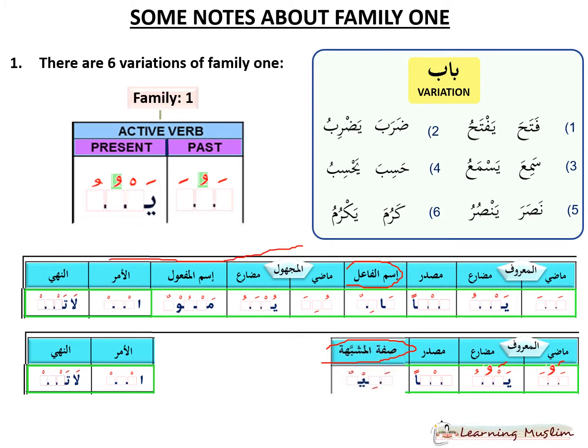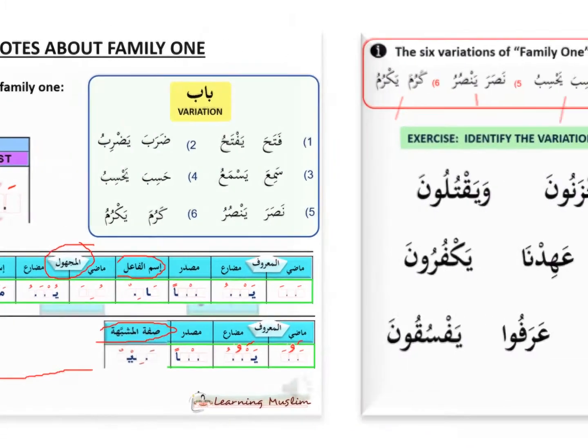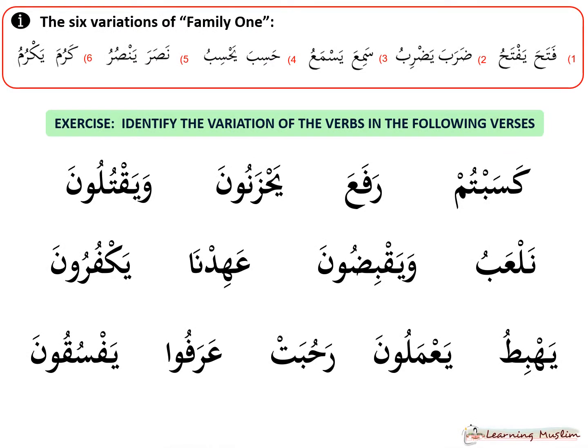And here we have a passive section, which is the past and present, and then we have a passive noun. In the case of bab karuma yakrumu, we have no such past and present majhul passive and no passive noun also. So that's the difference between bab karuma yakrumu and all the other babs. But like I said, bab karuma yakrumu is not commonly found. So the 6 variations of family 1 are bab fataha yaftahu, bab daraba yadribu, bab sami'a yasma'u, bab hasiba yahsibu, bab nasra yansuru, and bab karuma yakrumu.